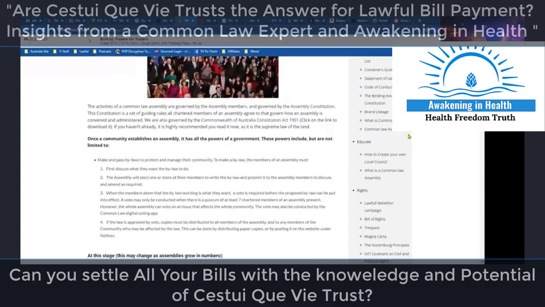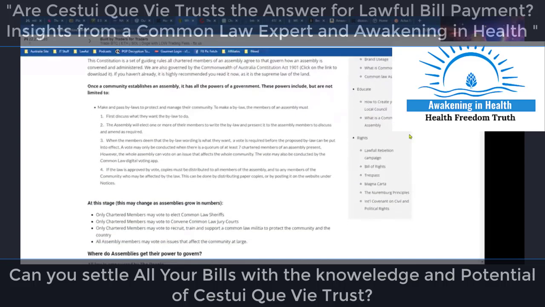So we try and put up as much information in here as possible, even how to create your own local council, what is a common law assembly, and then all of your rights are on here, including the International Covenant I mentioned before.